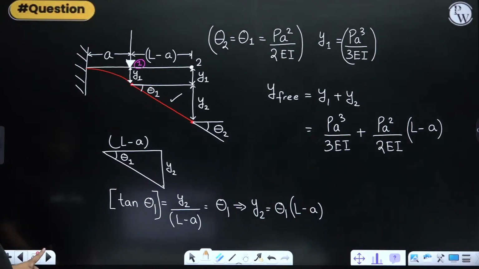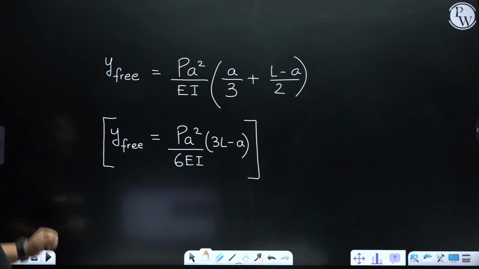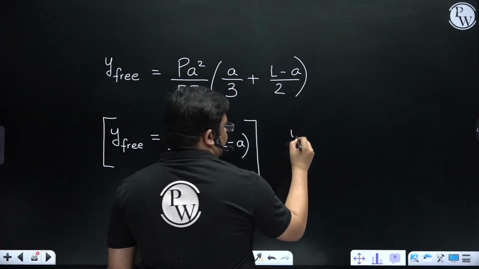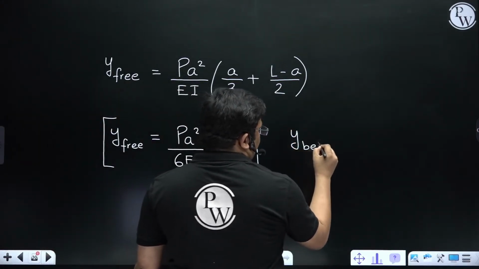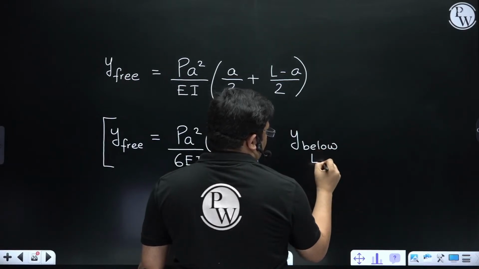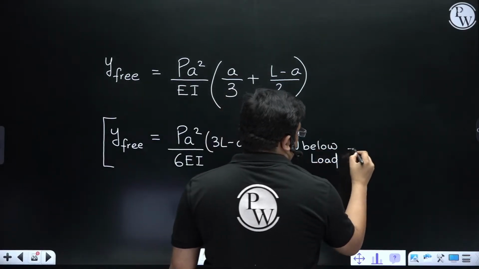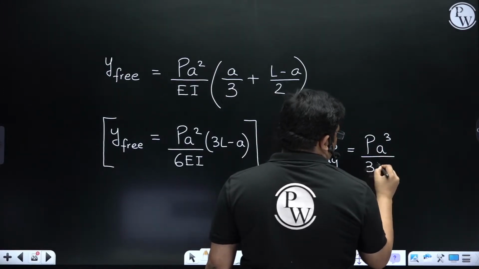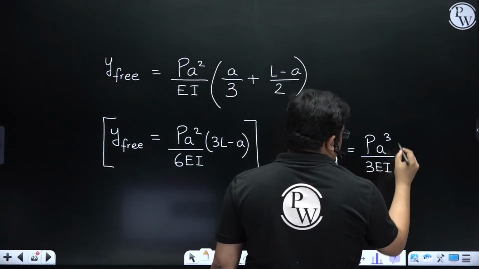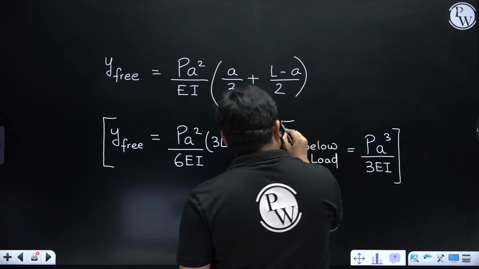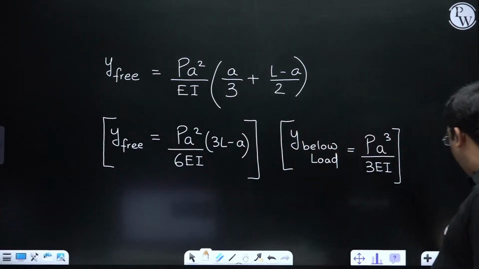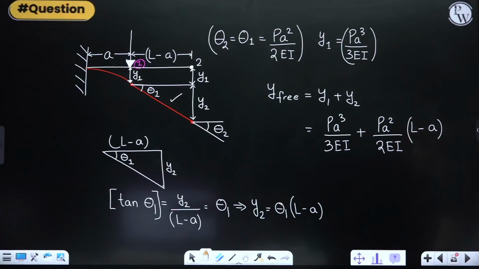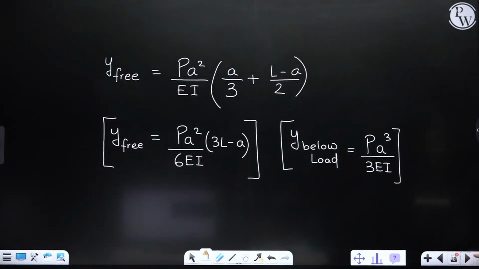And what is the deflection below the load? Below the load is very easy. It is simply PAQ by 3EI. That is y1, right? Below the load it is y1. Remember these formulas, they can be asked. They can frame a simple question like this.